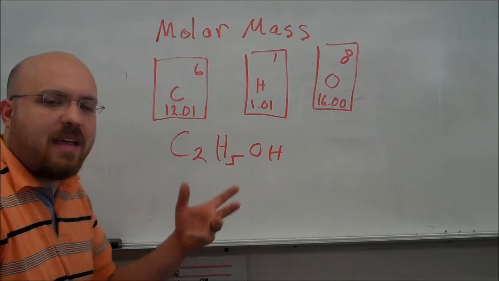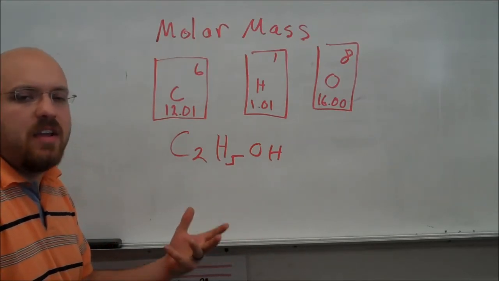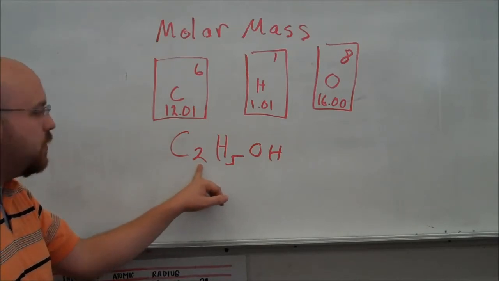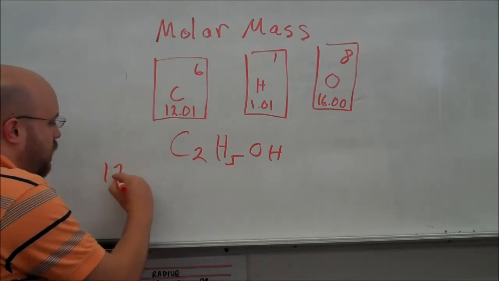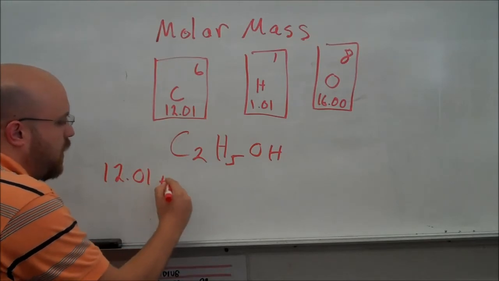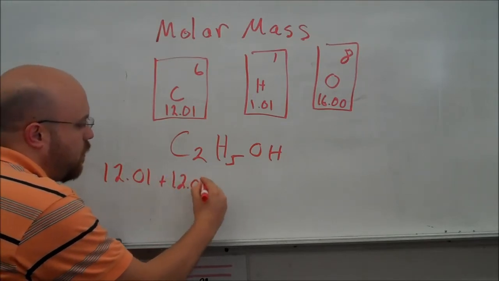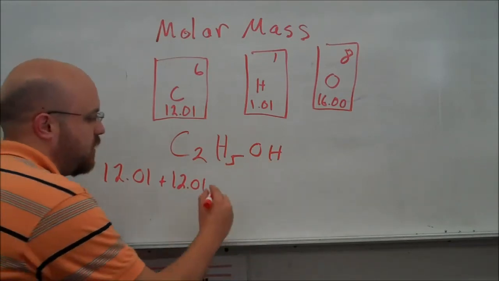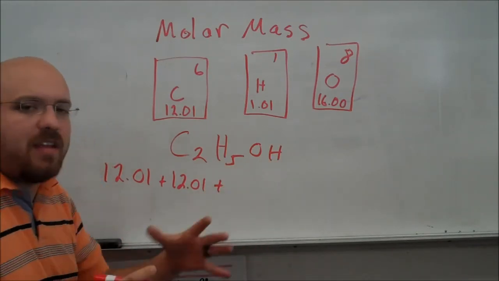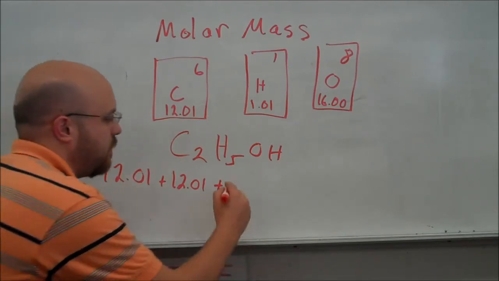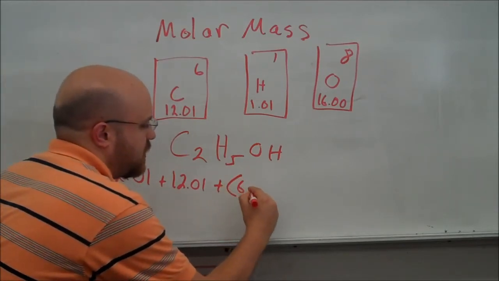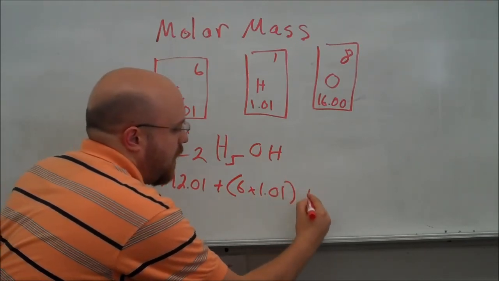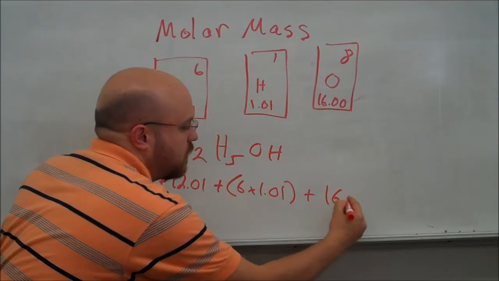All we have to do is add up the individual atomic masses for each element. So, let's take a look. We've got how many carbons? 2. That's what this number tells us. So we say 12.01 plus 12.01. Okay? We've got 6 hydrogens. And rather than add them one at a time, we'll just do 6 times 1.01. And then we have 1 oxygen.